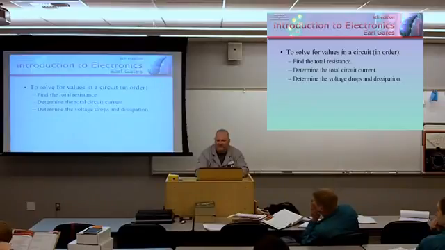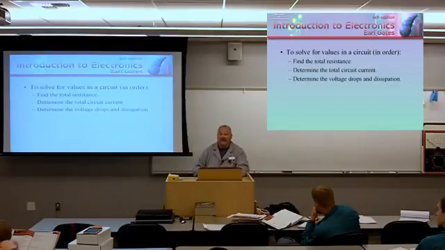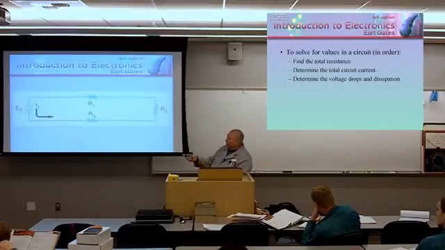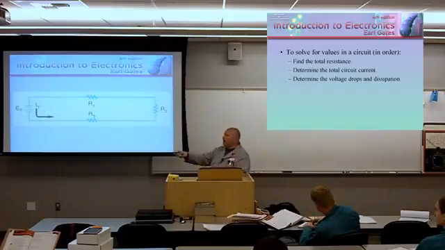To solve for values in a circuit in order, the first thing I recommend you do is try to solve for that total resistance. Once you determine RT, total resistance in the circuit, then try to solve for total current in the circuit, IT. Once you know IT, then you can determine your individual voltage drops. Total resistance with your total voltage will show you how much current you're allowing into this circuit.